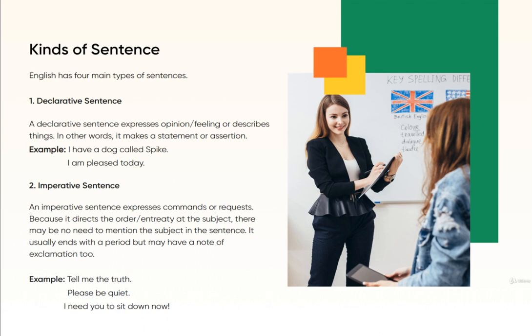2. Imperative sentence. An imperative sentence expresses commands or requests. Because it directs the order or entreaty at the subject, there may be no need to mention the subject in the sentence. It usually ends with a period but may have a note of exclamation too. Example: Tell me the truth. Please be quiet. I need you to sit down now.